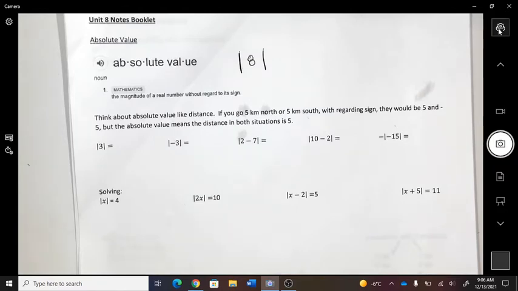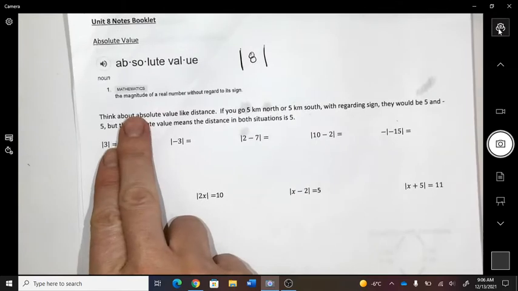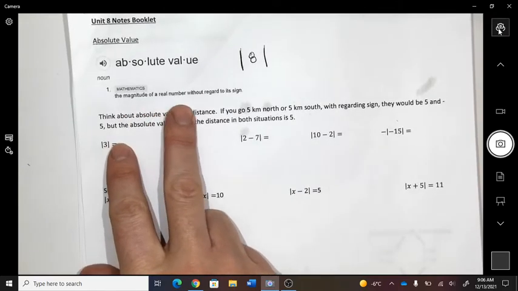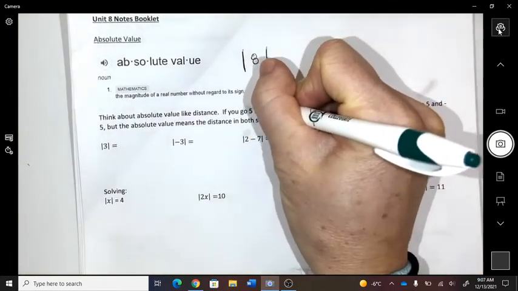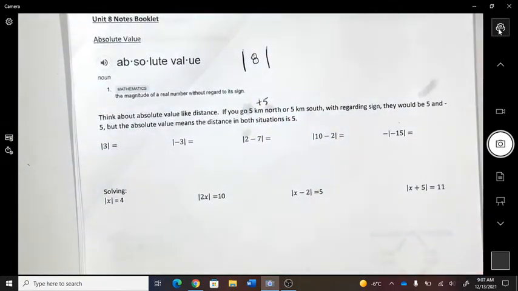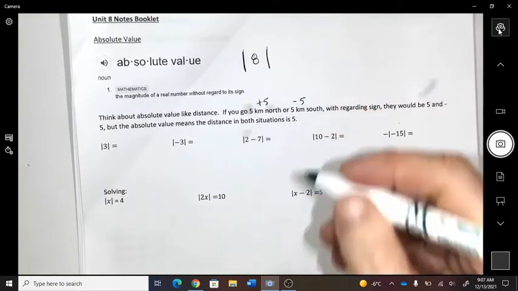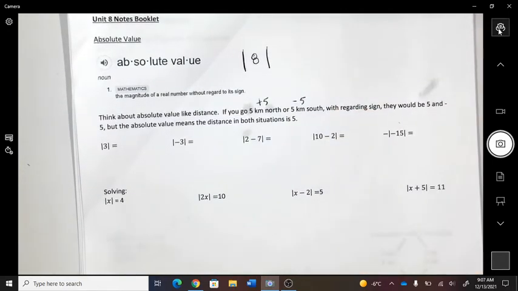So absolute value, here's the definition. It's the magnitude of a number without regard to its sign. This is kind of how I think about it. Let's pretend you went a distance. If you went 5 kilometers north, that would be like a +5. And 5 kilometers south would be like a -5 from here. So it's got direction on it, right?